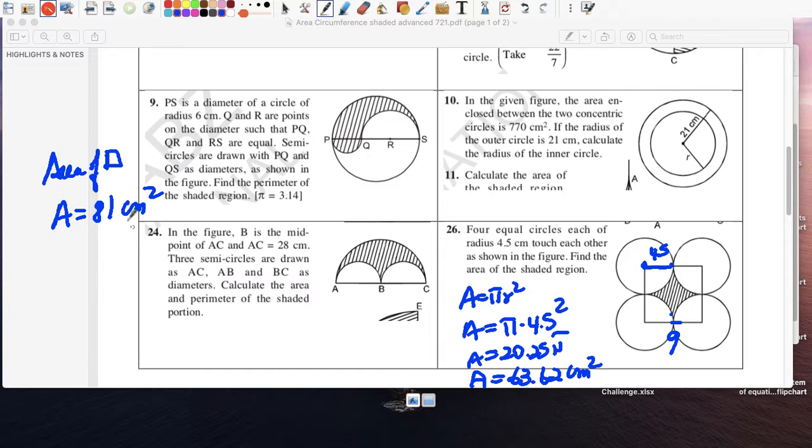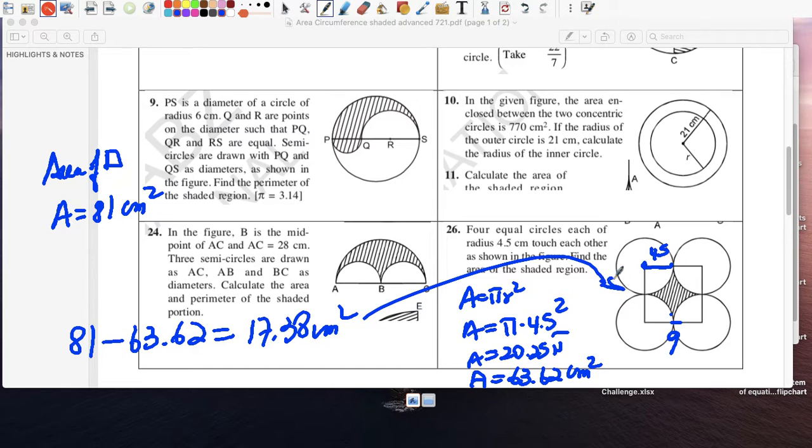So again, the pizza, which is represented by the square, is 81 centimeters squared. 4 people take 4 bites, which represents 63.62. So all we've got to do is subtract. Whatever is left over, that part in the middle, is 81 minus 63.62, and we get 17.38 centimeters squared. So that's the middle part.